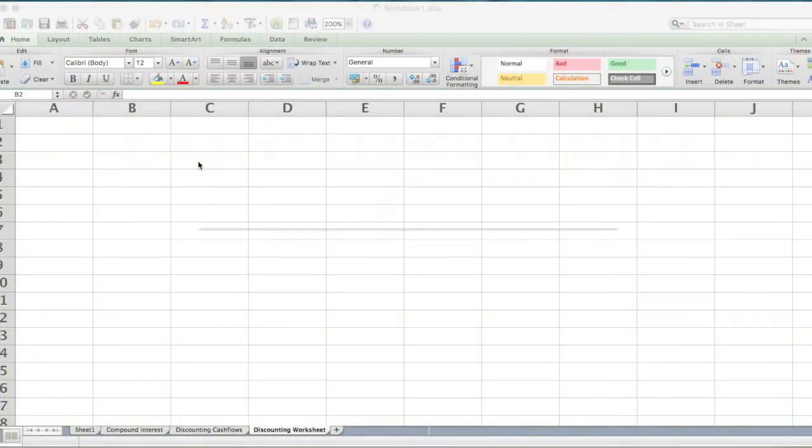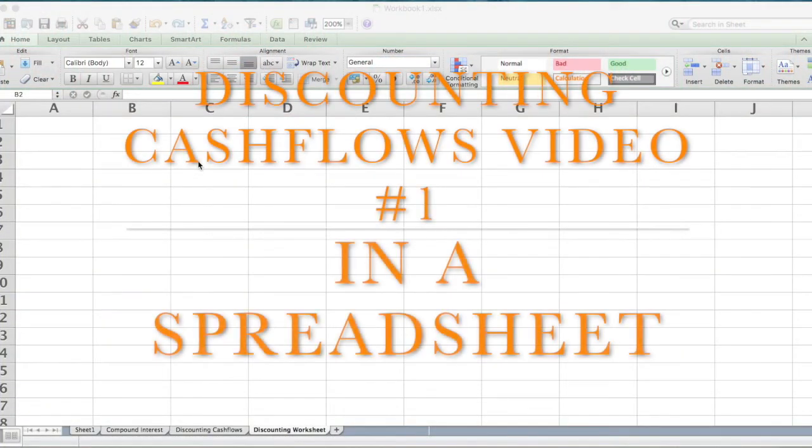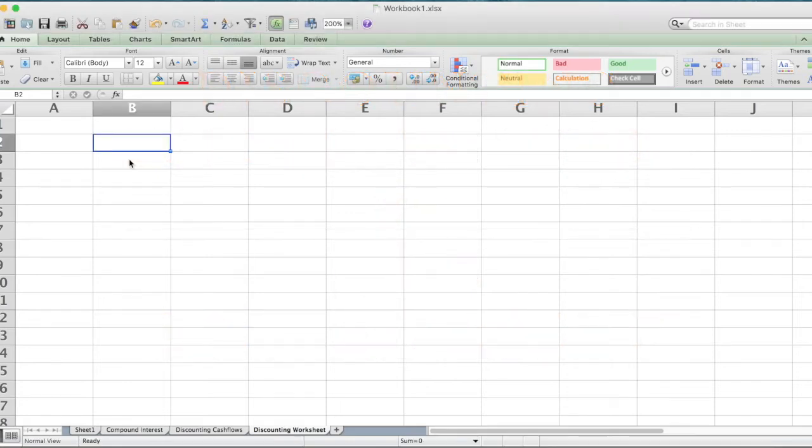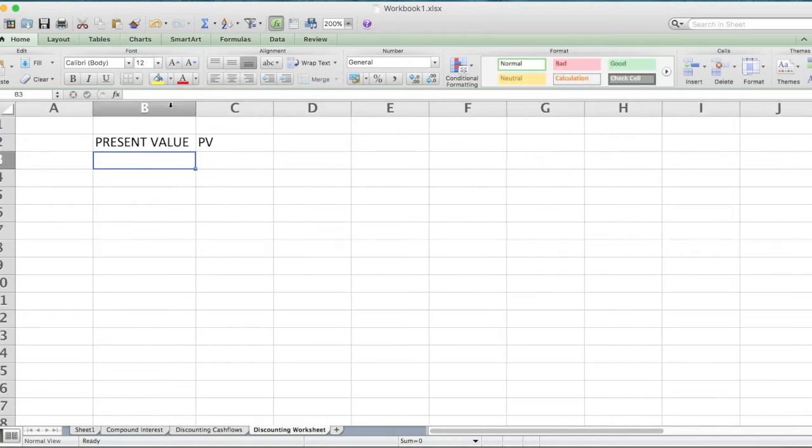to discounting cash flows using a spreadsheet, and this would be a simple example. Discounting cash flows always uses 4 specific variables. What we're trying to solve for is called present value, which we will label PV. That's what we're always trying to solve. What is money worth today?